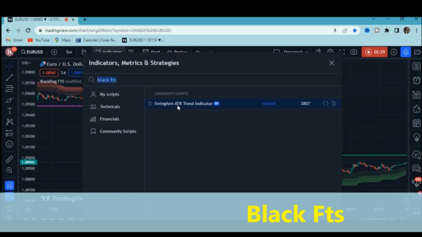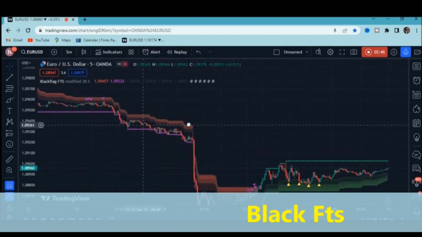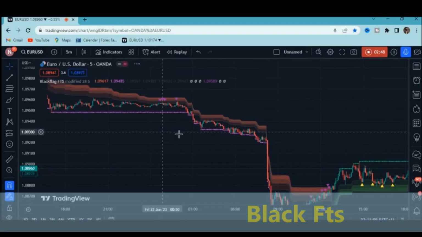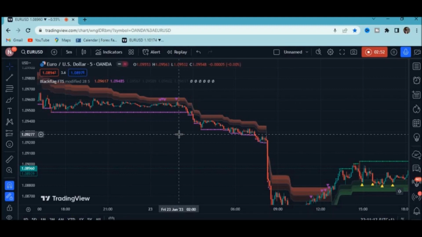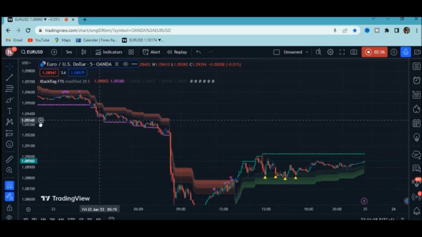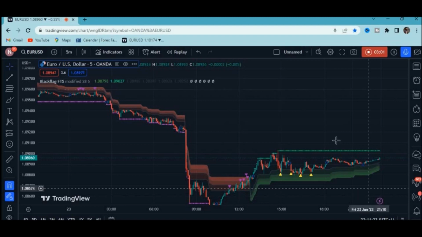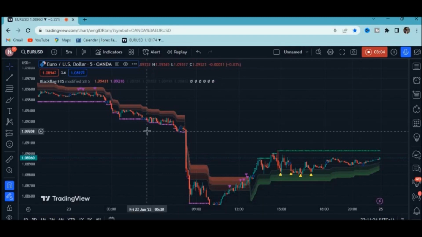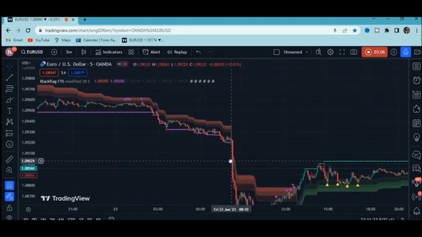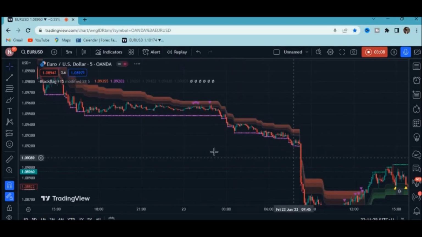So you don't have to be confused by the difference you see in the name. Once you've seen the Swing Arm ATR Trend indicator, click on it, and this is how it's going to appear on your chart. Let me tell you, it's among the best indicators I've come across in Tradingview, because for real, it shows you the accurate trend of the market, even on live markets. You can see there are some arrows and some lines over here.